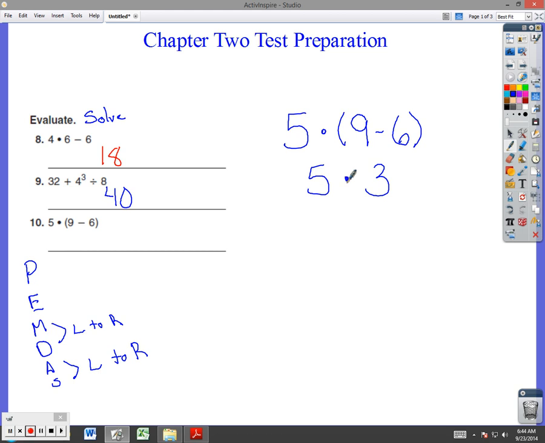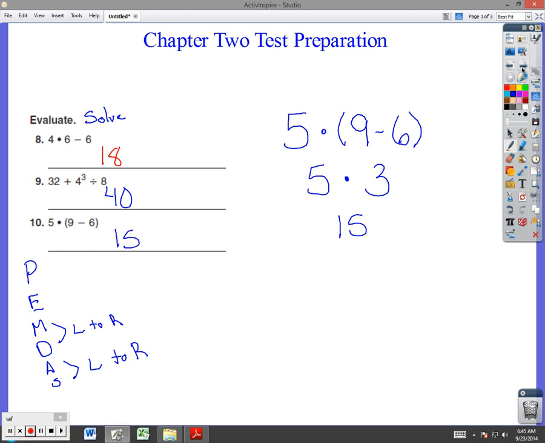Remember, we're using a dot for multiplication, and it's not a decimal point. It's where a multiplication sign would typically be, the X, but now we use the dot to represent multiplication because we get into variables and are using the X. 5 times 3 is 15. I have an answer of 15.